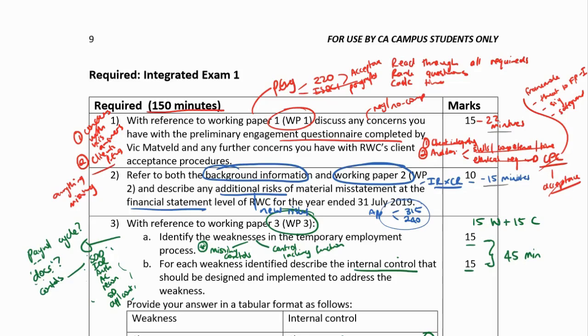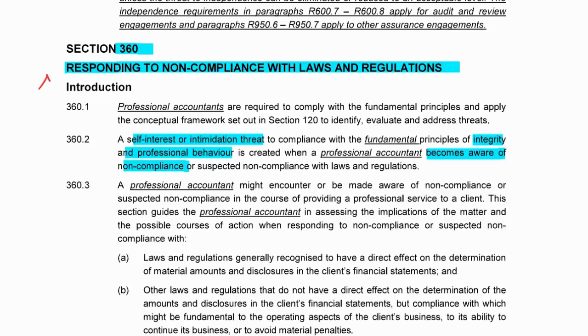The question asked for concerns, and I had said negatives or non-compliance. There were indications of non-compliance with IFRS, and so from a CPC perspective, as auditors, we have a responsibility to address that non-compliance. So again, going back to the ethical requirements, we've got a requirement to address the fact that they have not complied. So I'll take you to section 360 in the CPC. Responding to non-compliance, there's a self-interest or intimidation threat to integrity or professional behavior if we are aware of non-compliance with laws and regulations, and here we are aware that there was fraudulent financial reporting.